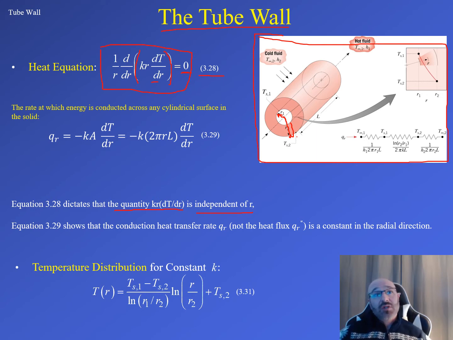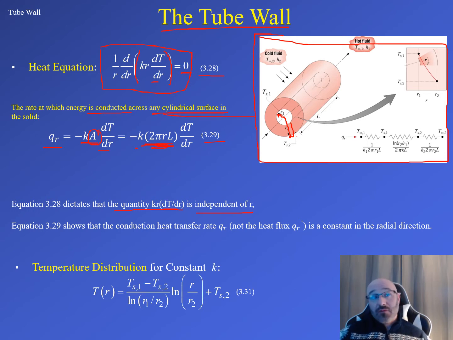Now, what we think about here is that the rate at which energy is conducted across any cylindrical surface in the solid, we have this q_r term for our heat rate. And this is negative K A, our negative thermal conductivity times our area, times dT/dr, the change in temperature with respect to that radius, is equal to, now we have this relationship down here from equation 3.29, negative K, then for our area, since we're dealing with a cylindrical surface, 2 pi r L dT/dr. So all we're doing is replacing our area for a cylindrical surface with this relationship right here.